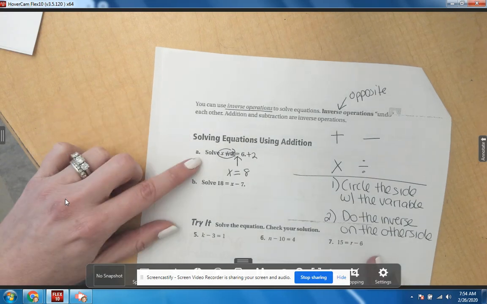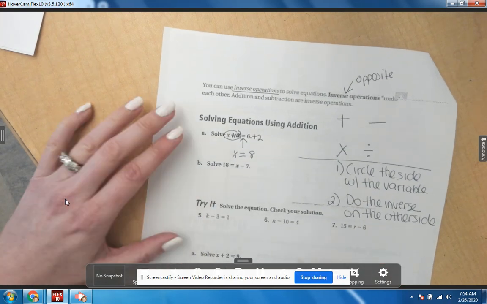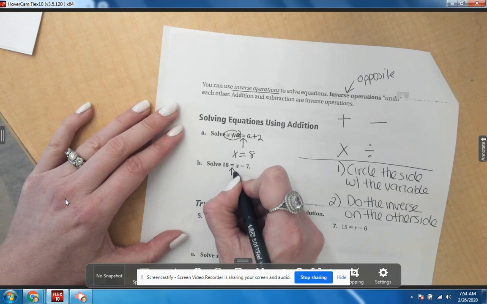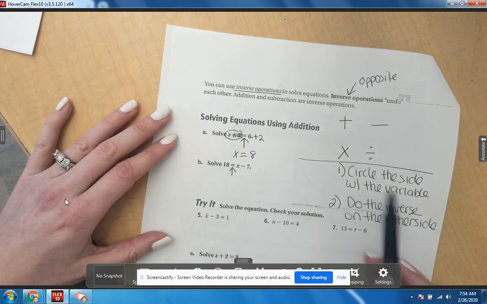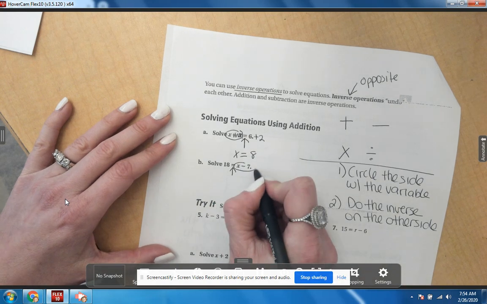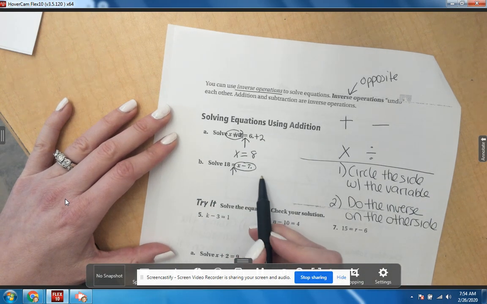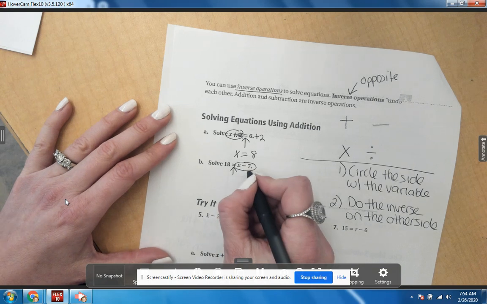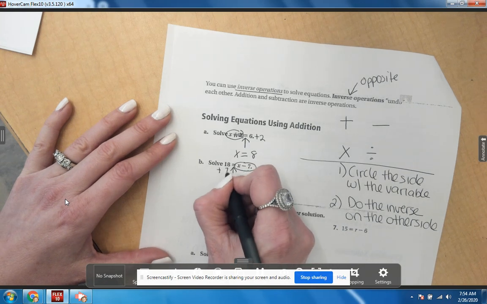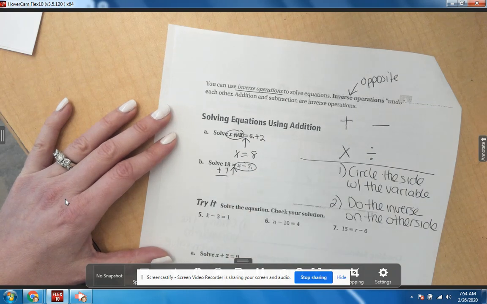Okay? So make sure you're doing these with me. Find our equal sign. That's the middle of the problem. So there's step 1. Or not really step 1, but find the middle of the problem. Step 1, circle the side with the variable. This is the side with the variable. What is the opposite of subtracting 7? Adding 7, but you do it on the other side of the problem where there's no letter.